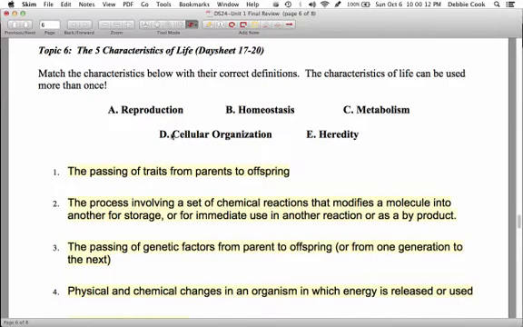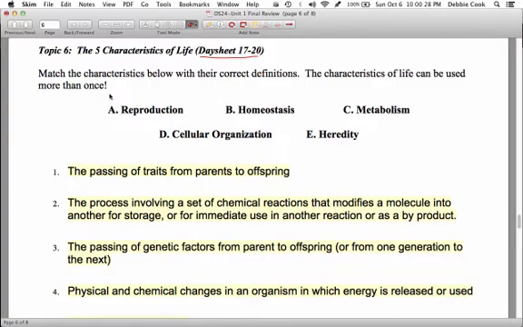Welcome to the Unit 1 review for Topic 6, the 5 Characteristics of Life. If you would like additional information that goes into more detail on this particular topic, you can review daysheet 17 through 20. Let's go ahead and dive in.